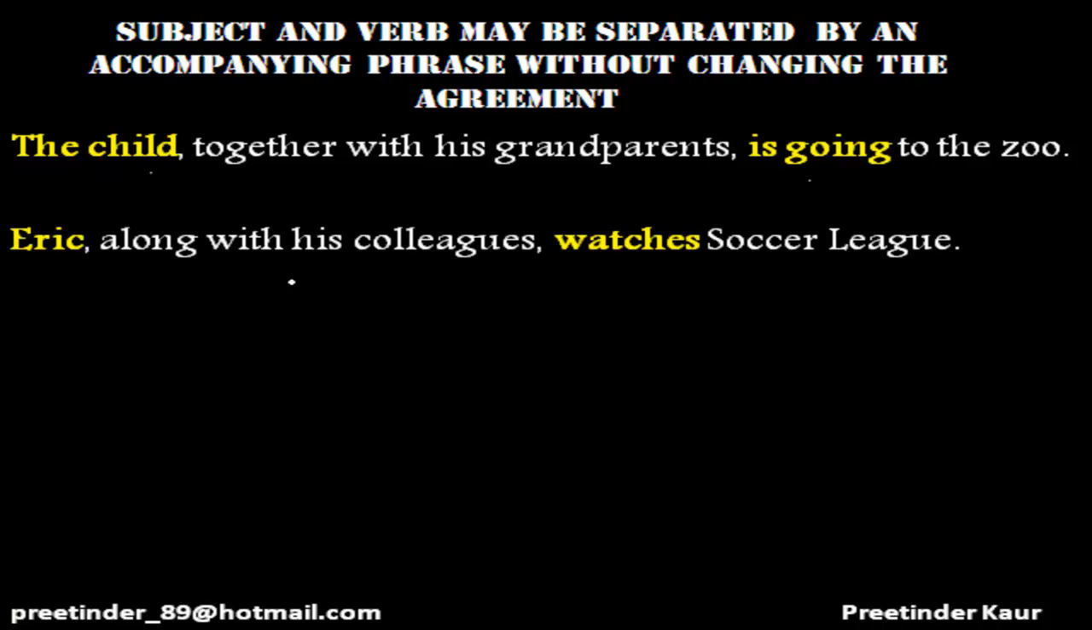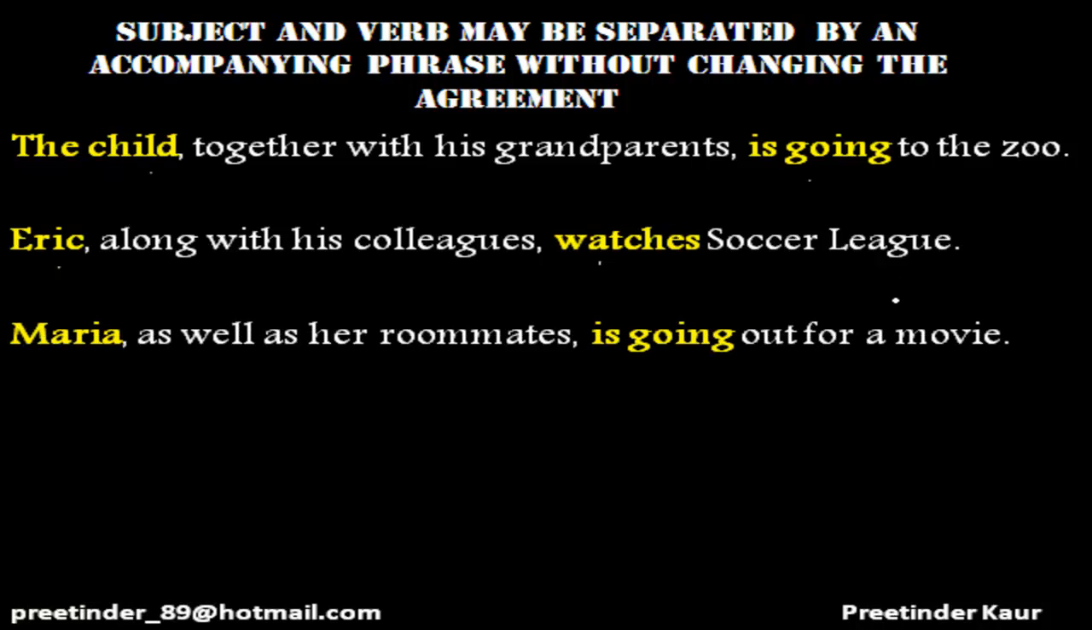Now next sentence, Eric, along with his colleagues, watches soccer league. Now watches is the verb, which is not being used for colleagues but is being used for Eric, which is a singular noun. So Eric watches soccer league. Again, no matter how many words you put in between Eric and watches, the relationship is going to remain the same. Eric watches soccer league. Let's have a look at the third example. Maria, as well as her roommates, is going out for a movie. Again, this is correct. Is going is being used for Maria, not for roommates. So Maria is going out for a movie.